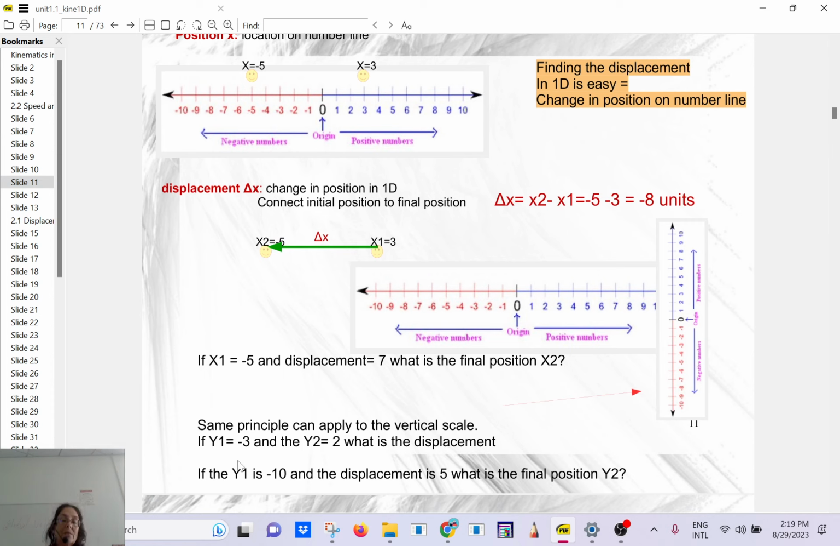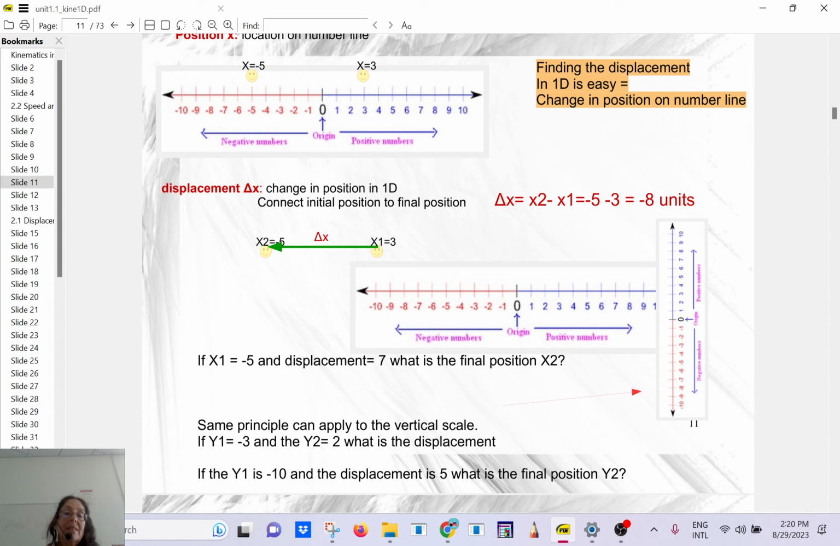For example, you start at -3, so it doesn't have to be left or right, it could be up or down. If you start at -3 and you end up at 2, what's going to be the displacement? You can say final position minus initial position. So it's 2 minus -3, so 2 plus 3 is 5. If you start at -3 and end up at 2, you make an arrow pointing up, so it's 5 units up, or plus 5 units. Is that clear?